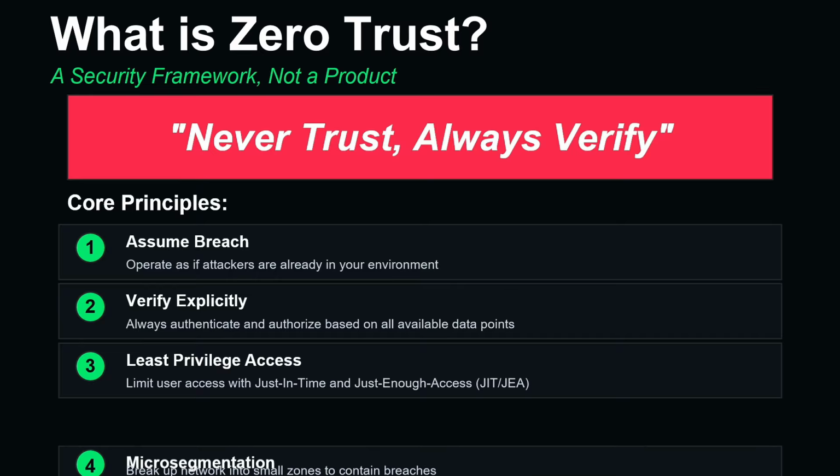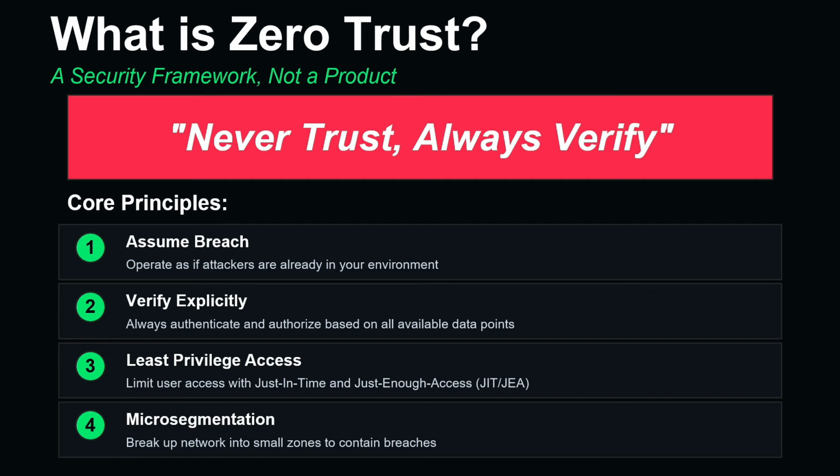Next is microsegmentation. Don't have one big trusted network. Break it into tiny segments. This way, if an attacker compromises a web server, for example, they can't just pivot to every other system. They will be stuck in that tiny segment. And lastly is continuous verification, because once again, you never trust and always verify. Don't verify just once and trust forever. Keep verifying throughout the session.